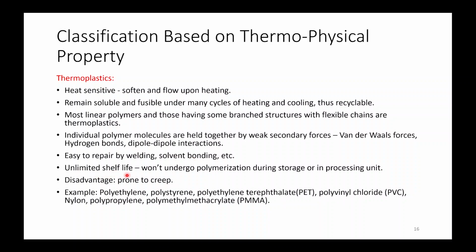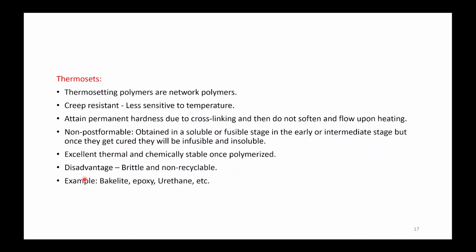They have unlimited shelf life, as they won't undergo polymerization during storage or in the processing unit. They have a disadvantage of creep, so they are highly prone to creep, so we can't use these materials at higher temperatures. Examples of thermoplastics are polyethylene, polystyrene, polyethylene terephthalate, polyvinyl chloride, nylon, PP, and PMMA, etc.